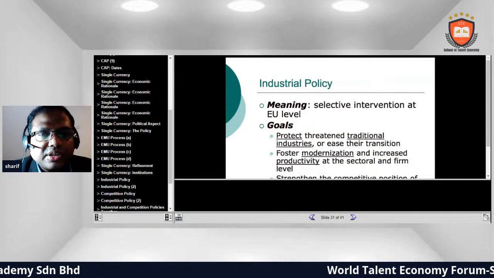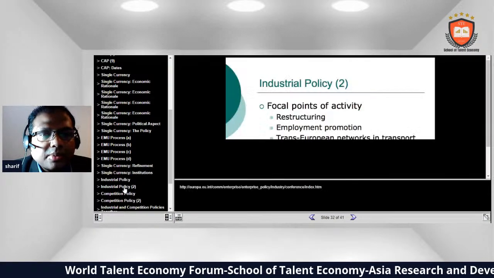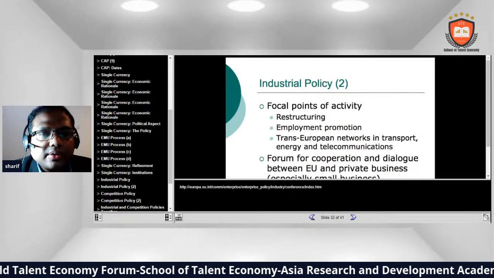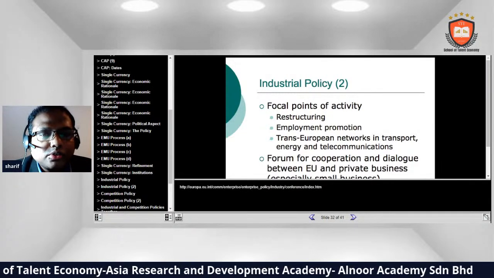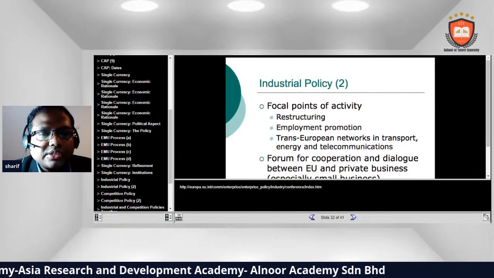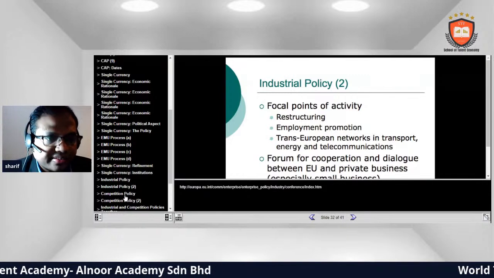Goals: protect threatened traditional industry, fast modernization and increased productivity. Industrial policy focal points of activity: restructuring, employment promotion, European networks, and a forum for cooperation and dialogue between the EU and private business.